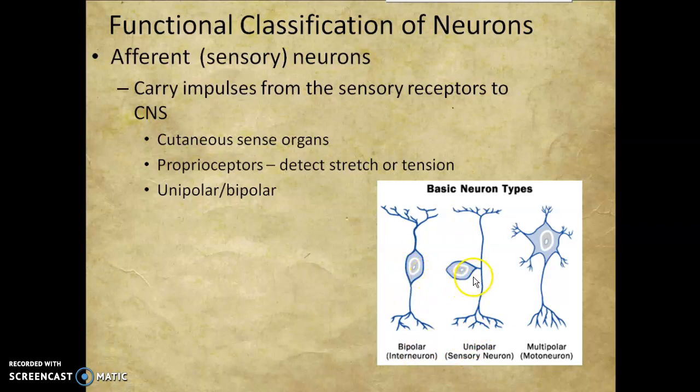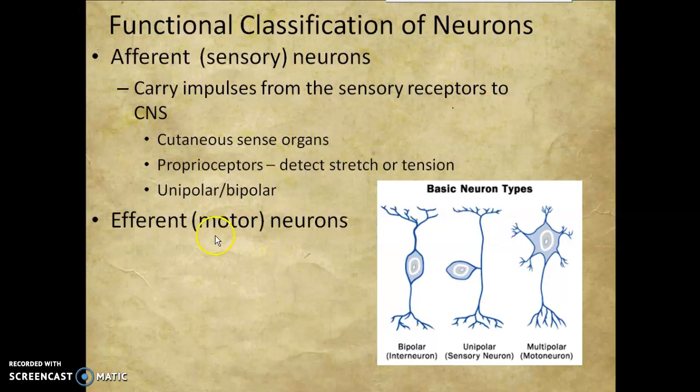Now, the reason we name them unipolar and bipolar is based on how many attachments they have coming off of the cell body. In your unipolar, uni meaning one, you only have one attachment coming from your cell body. For your bipolar, there are two attachments coming from your cell body. And then multipolar, you can see we have 1, 2, 3, 4, 5, 6 attachment points. So there's that difference between your basic neuron types.